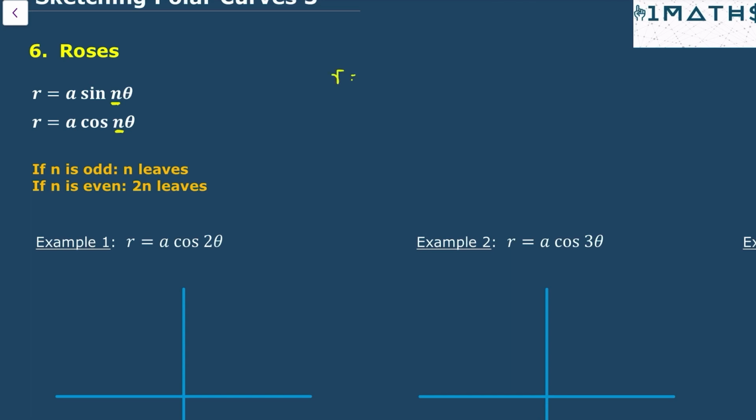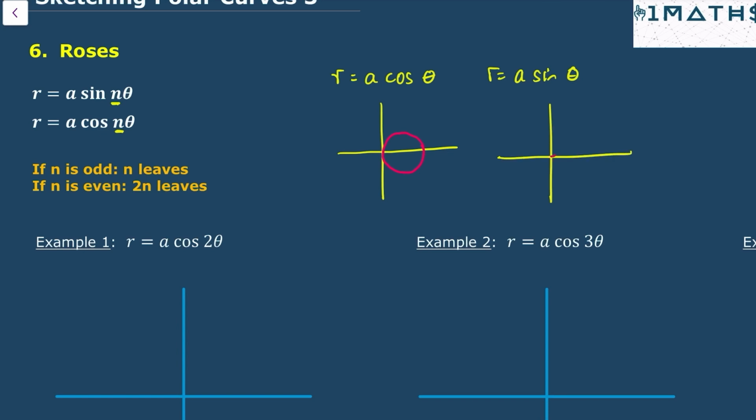You might recall from the first video we looked at r equals a cos theta and r equals a sine theta. And in each case, we had a circle. In the case of cos, that circle had symmetry about the initial line. And for sine, we had symmetry of that circle about the pi by 2 axis. So that's what they look like.